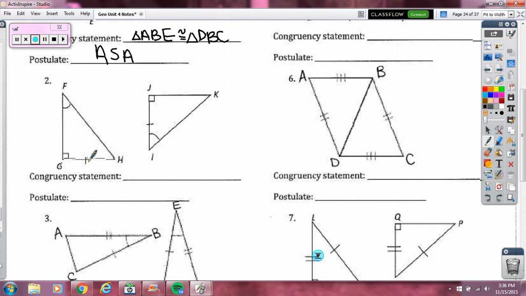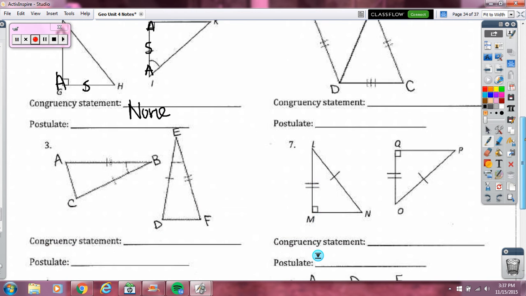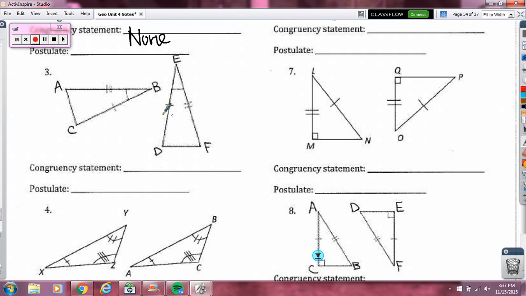So I see an angle and a side on this triangle. Oh, snap, but over here, the markings aren't matching up. I've got A, and then the S is included. So this is one of the none, or not possible examples. Markings didn't match up. Alrighty, looking at number 3.